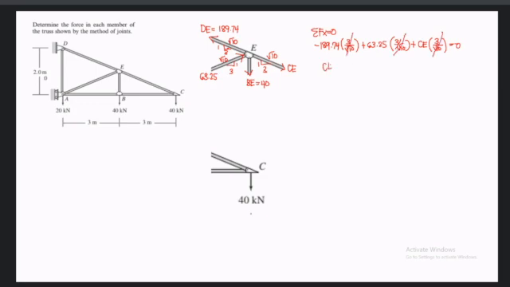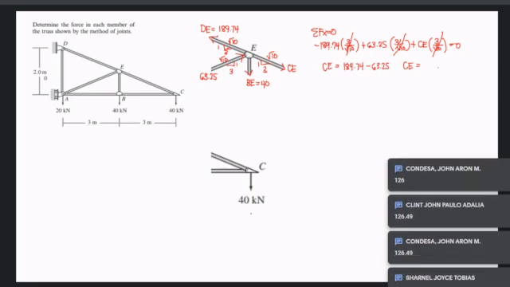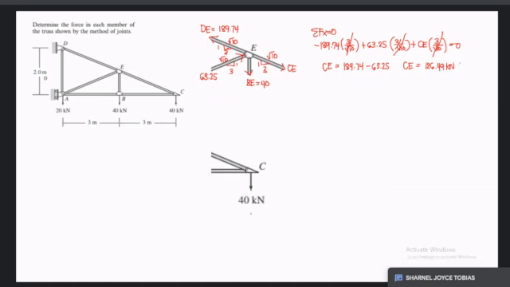So this is now your CE. So it is 189.74 minus 63.25. So this is your CE. 125, 124, 120, 126. Sige, solve nyo na lang. Okay, so that's 126.49. So positive yung lumabas, it means it is under tension.